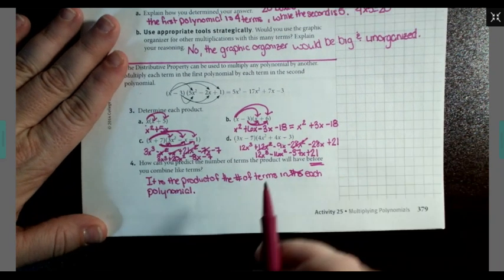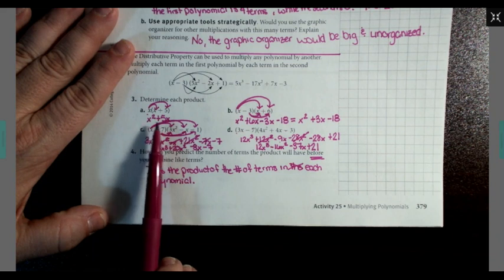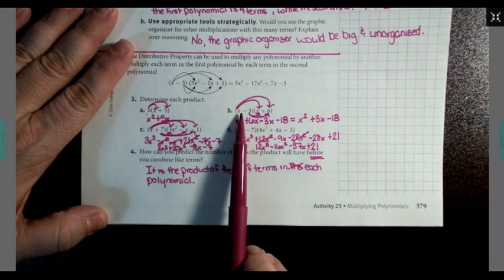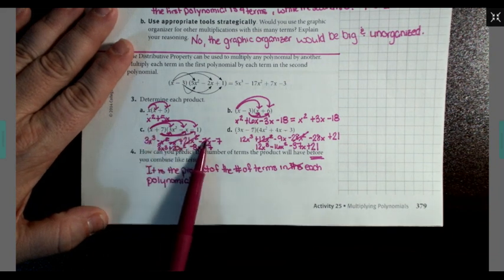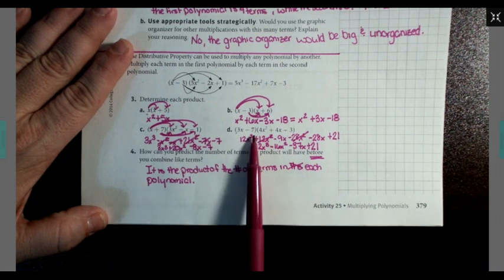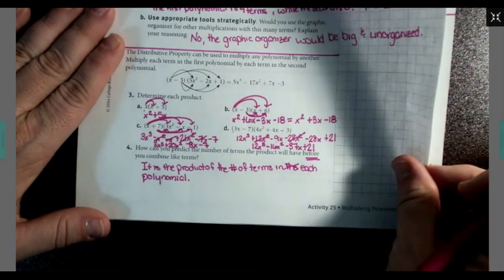So if you go back and look at it, here we had a 1 times 2, so that was 2. Here we had 2 and 2, so that was 4. Here we had a 2 and a 3, so that was 1, 2, 3, 4, 5, 6. Here we had a 2 and a 3, so that was again 6 before I combined my like terms.